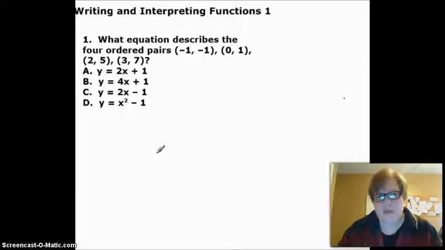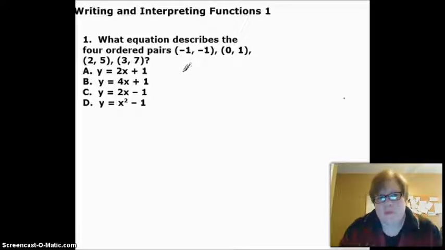Okay, so today we're going to be talking about writing and interpreting functions, and this is going to be our notes for writing and interpreting functions 1. All right, it says, what equation describes the four ordered pairs (-1, -1), (0, 1), (2, 5), (3, 7)?